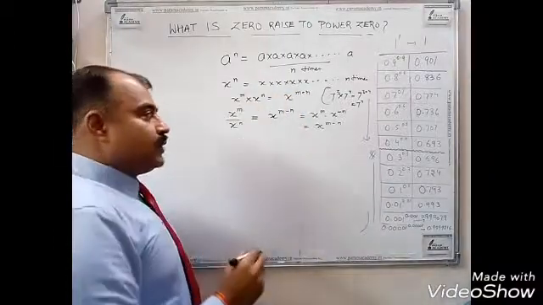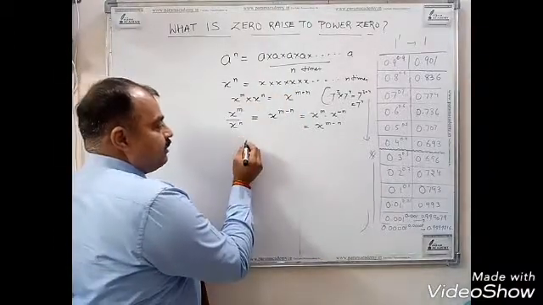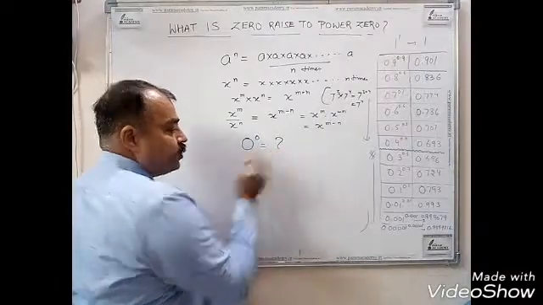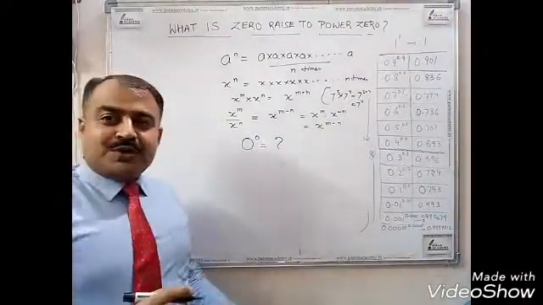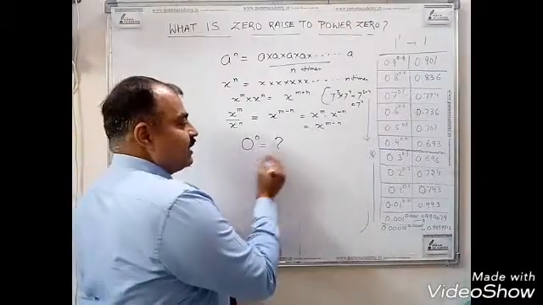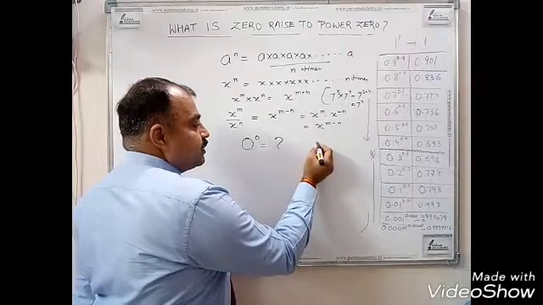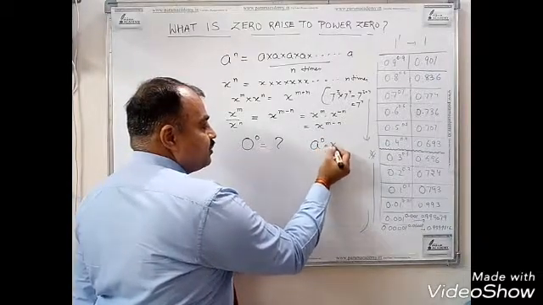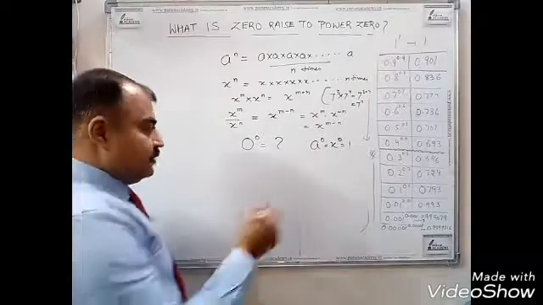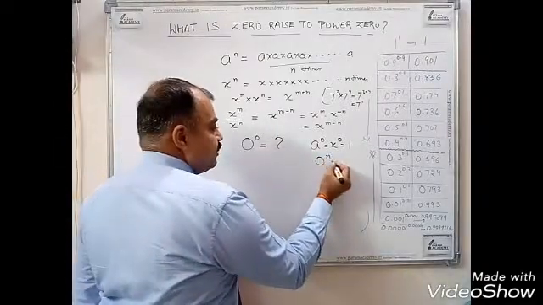Now what I am going to discuss with you. Here we have that 0 raised to power 0 is equal to, we don't know what it is. 0 raised to power 0 is what? We don't know. We are going to find out what it is. Then we have, suppose, a raised to power 0 or x raised to power 0, it is equivalent to 1. Now we know that 0 raised to power n is equal to 0.